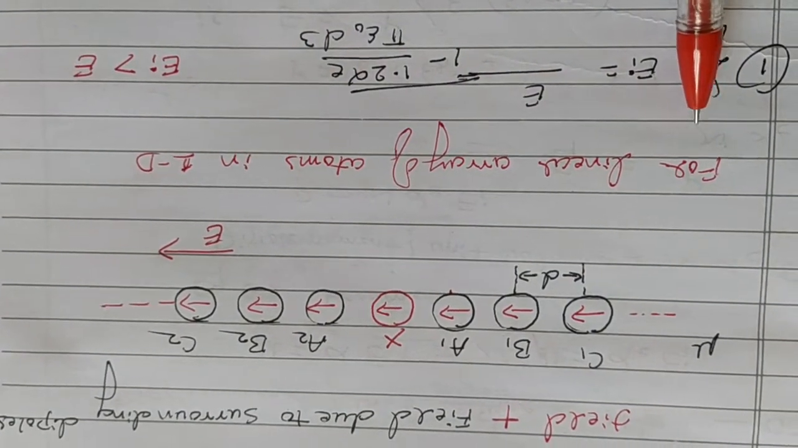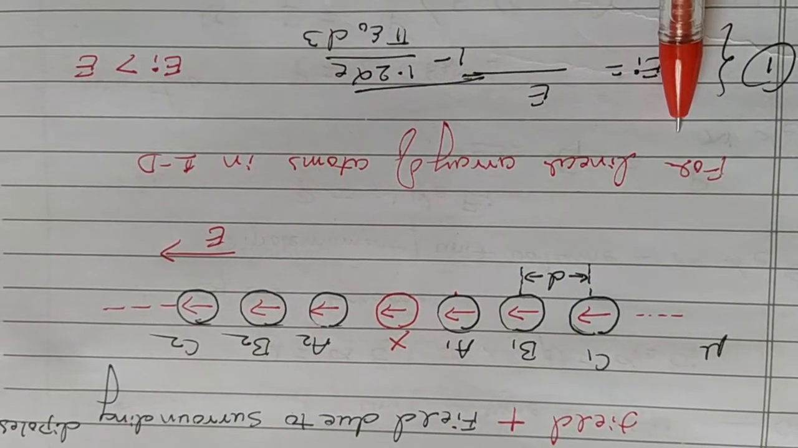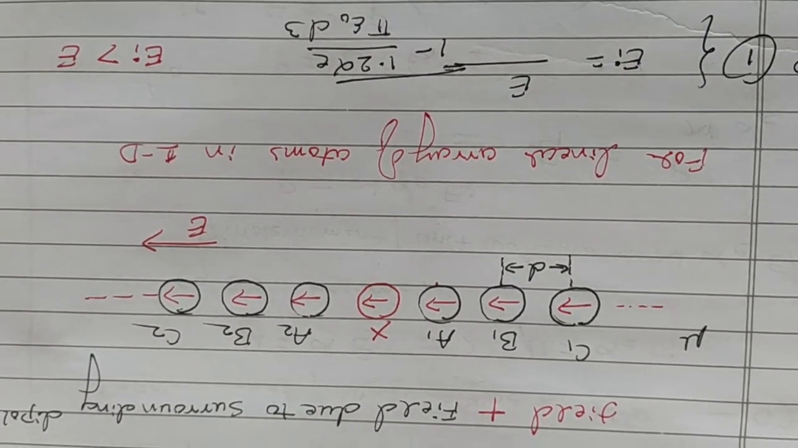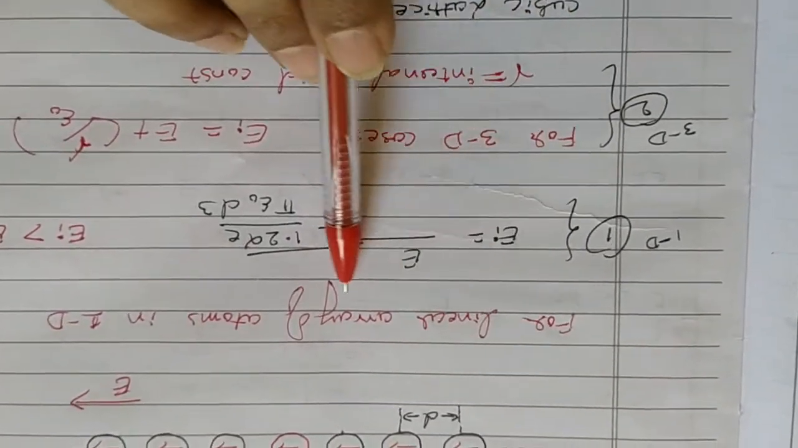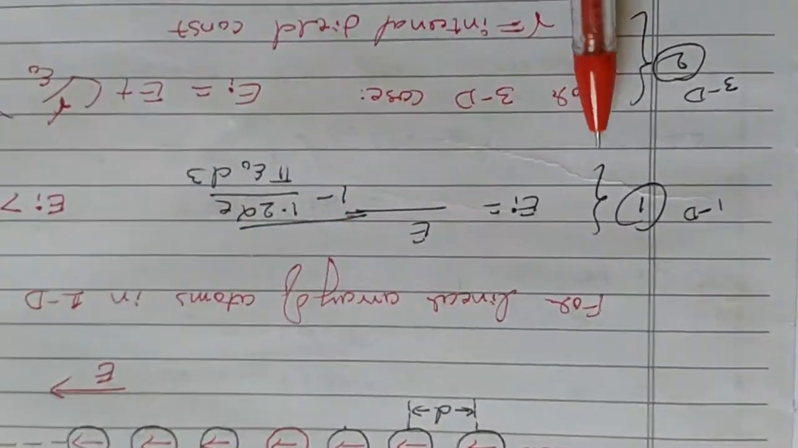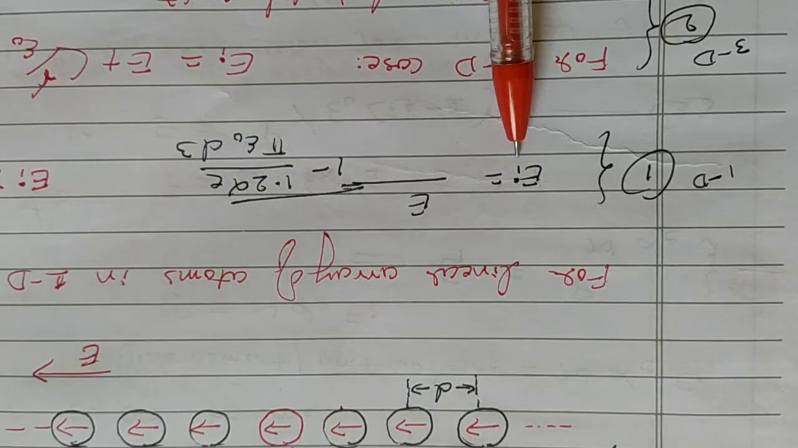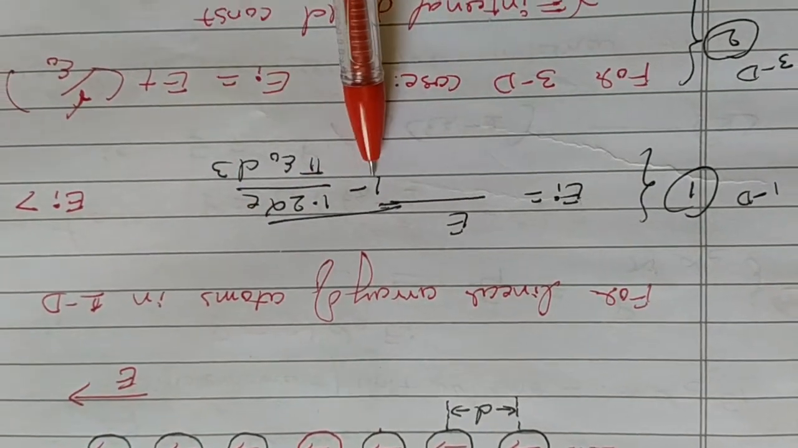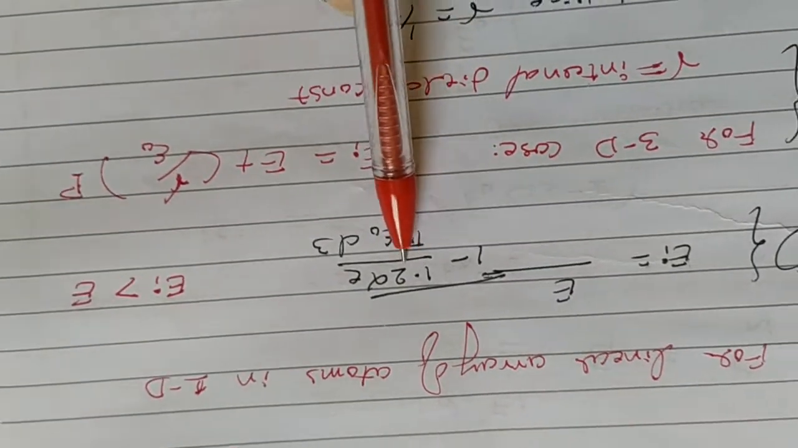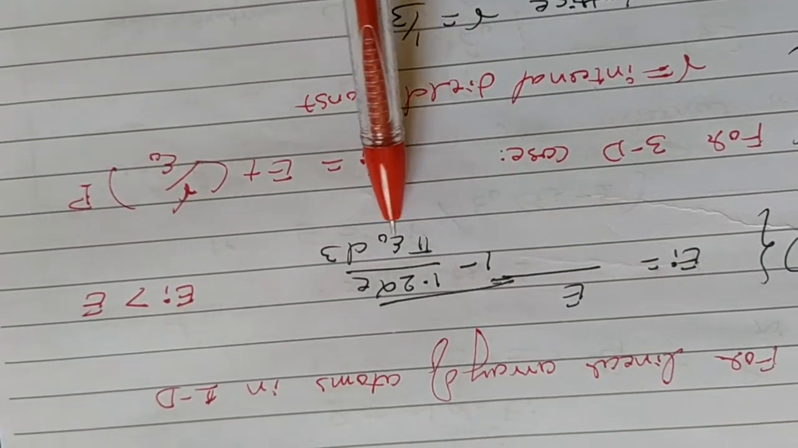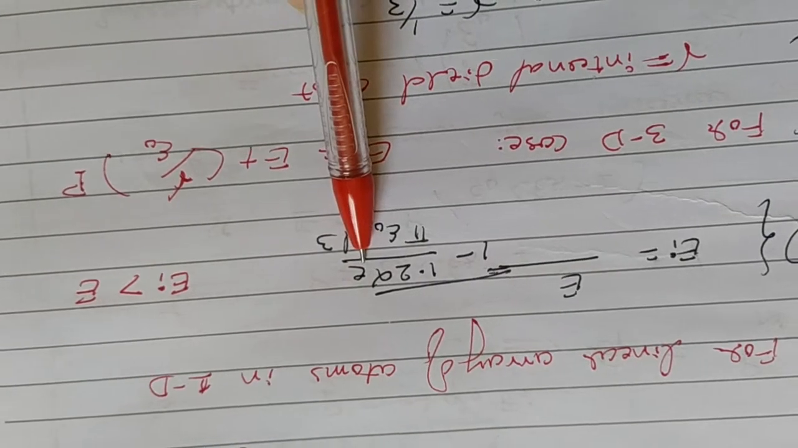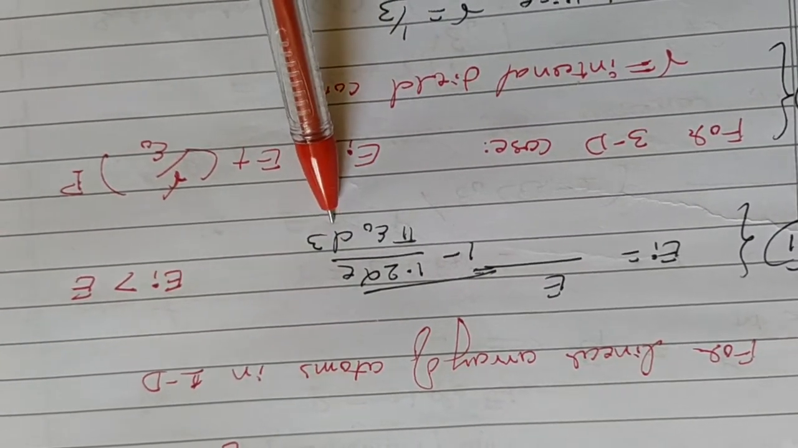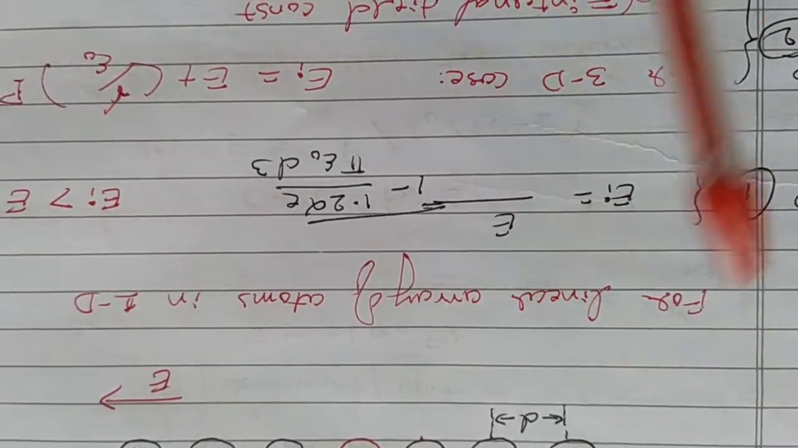We are not going to consider the derivation. We shall consider only the formulas in the case of one dimension, three dimensions, and in the case of Lorentz field. For a one-dimensional linear array of atoms like this, the internal field, symbol E_i, is given by E, that means the applied electric field, divided by 1 minus some quantity, 1.2 alpha_e divided by pi epsilon d cubed. What is alpha_e here? The electronic polarizability. What is d here? d is the distance of separation between the two atoms.